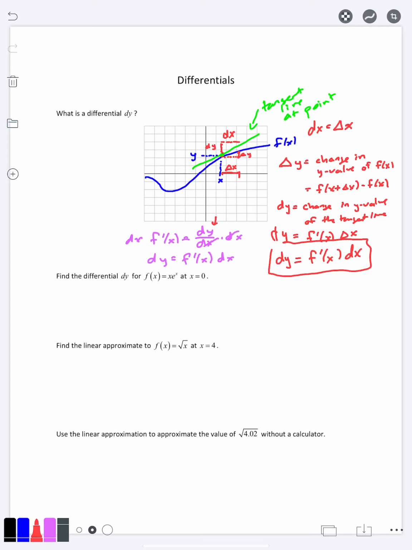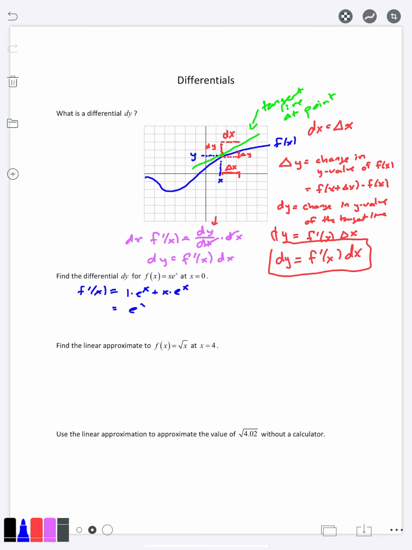But this is our differential. Now, for this problem here, the first problem, it says find the differential for a given function. Well, the first thing you're going to do is go ahead and find the derivative, and we can use the product rule here. Derivative of the first times the second plus the first times the derivative of the second.